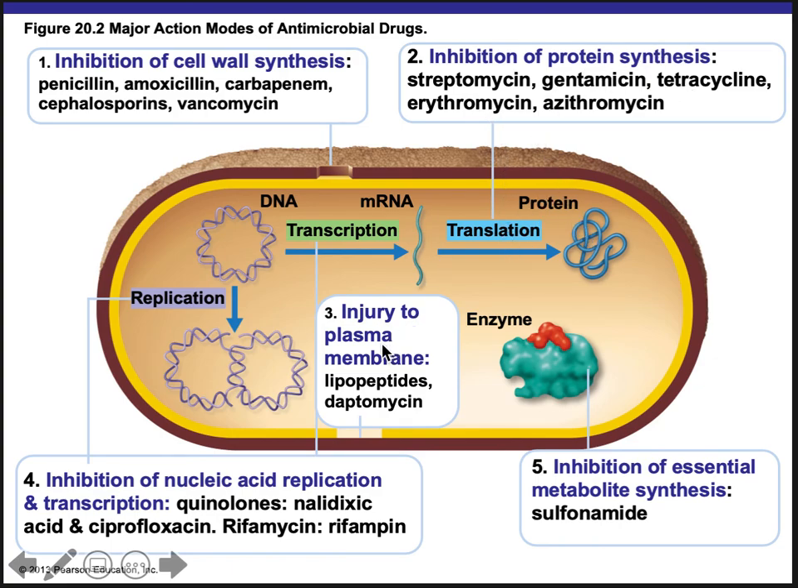We have a third group, which the picture shows the plasma membrane, so you're targeting the plasma membrane. The fourth group targets DNA replication. And then lastly, the inhibitors of enzymes needed for the synthesis of essential metabolites. I've put the specific drugs that you need to know for each of these groups. So this is a very important slide for you to memorize.